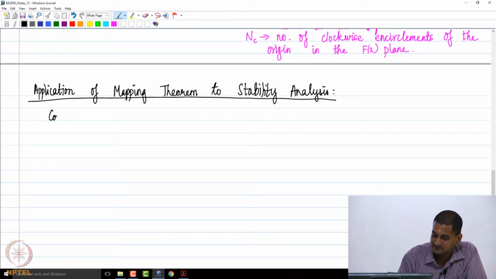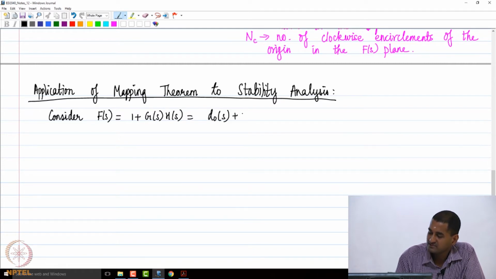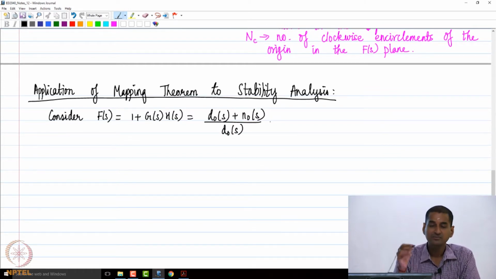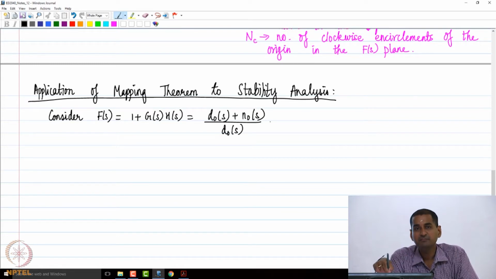Consider F(s) to be equal to 1 plus G(s)H(s), which was some Do(s) plus No(s) divided by Do(s), right? That's what we already had. Now the question is how do I apply the mapping theorem to this polynomial, which is a ratio of two different polynomials? We are interested in the open loop, closed loop poles, their location.